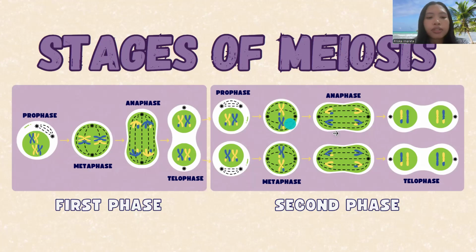Now, the same process as phase 1 happens in phase 2 to allow for haploid sex cells to be created, sperm and egg cells.